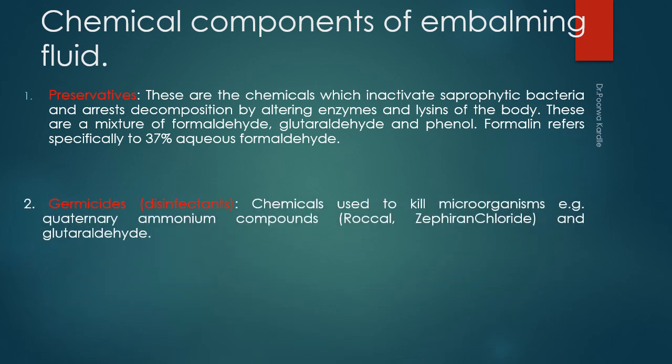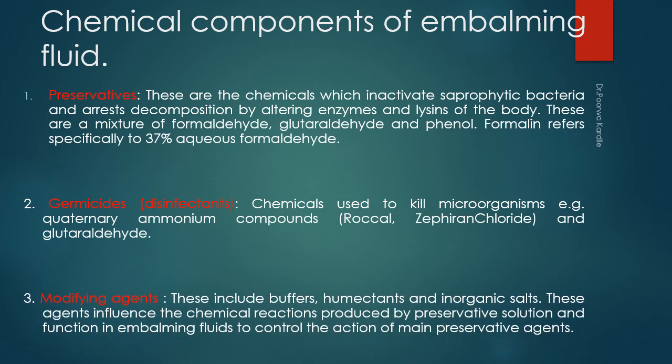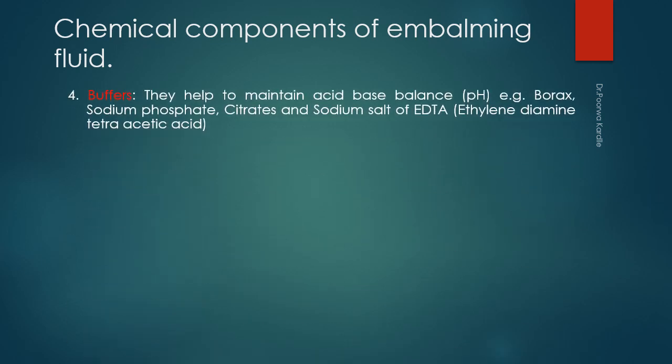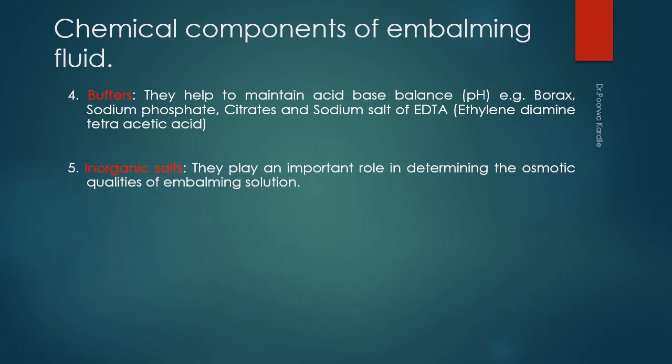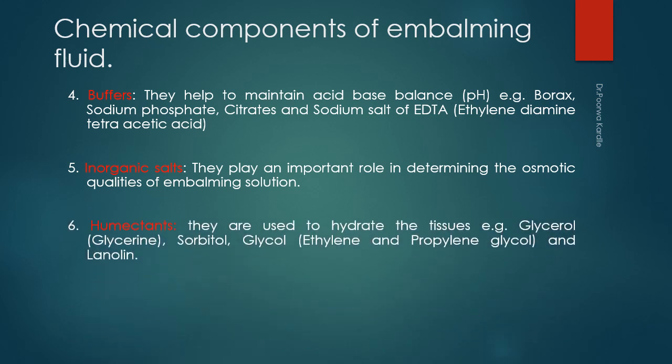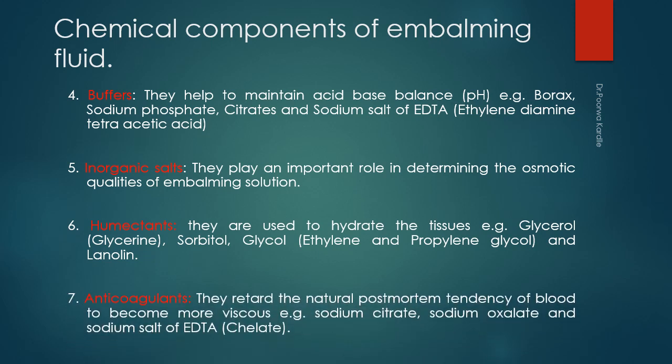Then we use germicides or disinfectants which are used to kill microorganisms. Then modifying agents such as buffer, humectants and inorganic salts. So buffers are the chemicals which maintain acid-base balance. Inorganic salts are important in determining osmotic qualities of the solution, and humectants are used to hydrate the tissue. Anticoagulants are used to prevent or to reduce blood viscosity.